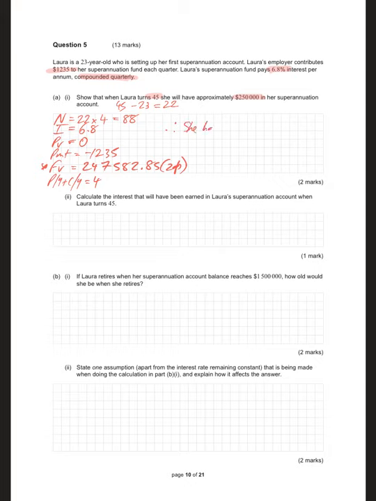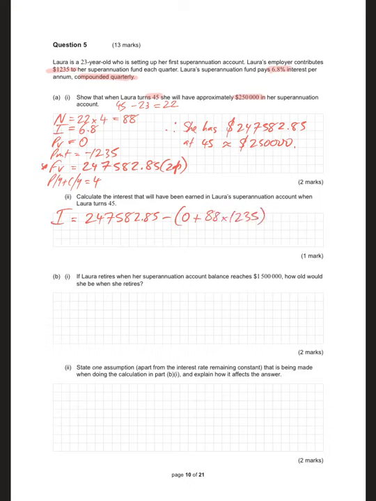Therefore, she has $247,582.85 at 45, which is approximately equal to 250 grand, like it said in the question. Calculate the interest that will have been earned in the super account when Laura turns 45. Remember, this is an investment, so interest is going to be the final value, 247,582.85, minus the payments that were made into it. So she doesn't start off with anything, so it's 0, plus 88 payments of $1,235.